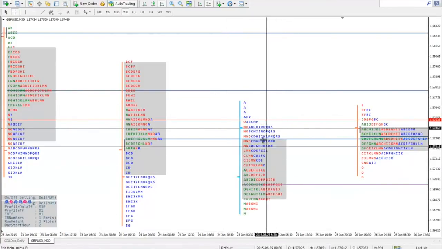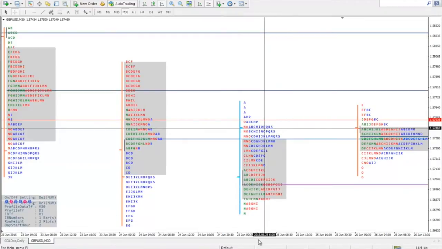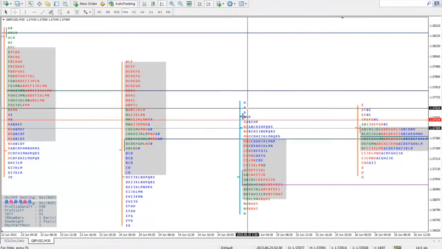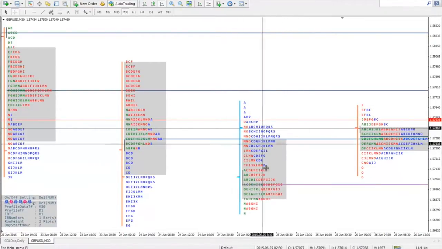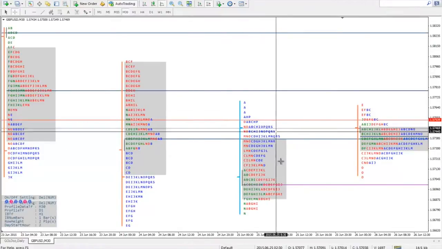So this day is kind of a fairly balanced day. There was free trade in the market. We had both big buyers and big sellers acting in this market, so the market is balancing.